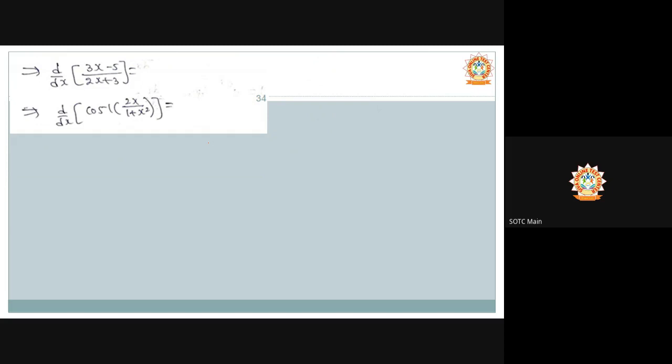Come to the next question. Solve this question. d by dx of (3x minus 5) by (2x plus 3). AD minus BC by V square. 19 by (2x plus 3) whole square. Yes, very good. 19 by (2x plus 3) whole square is the correct answer.